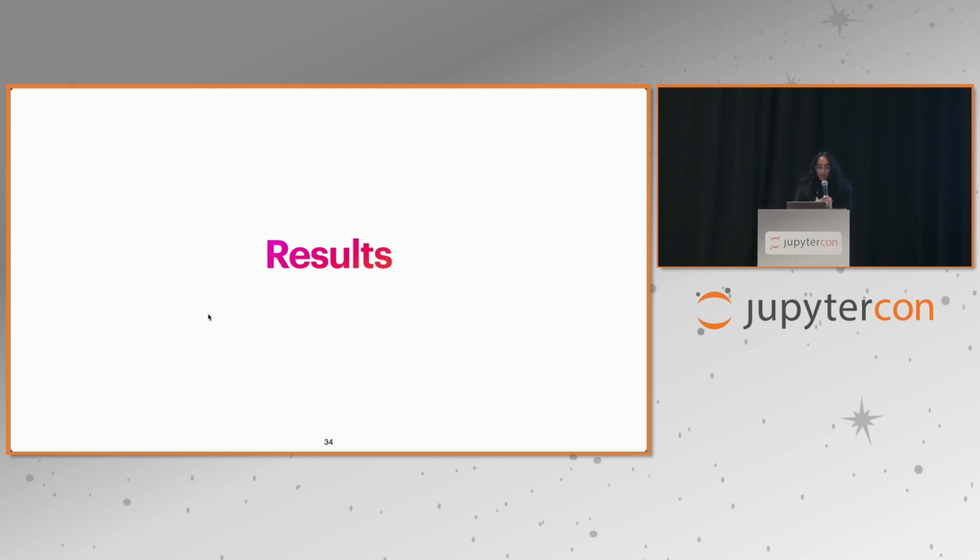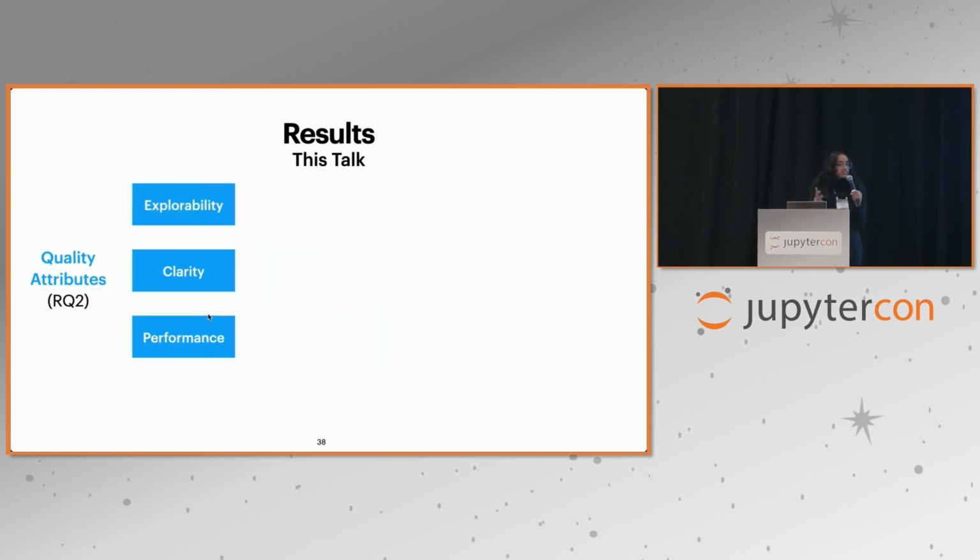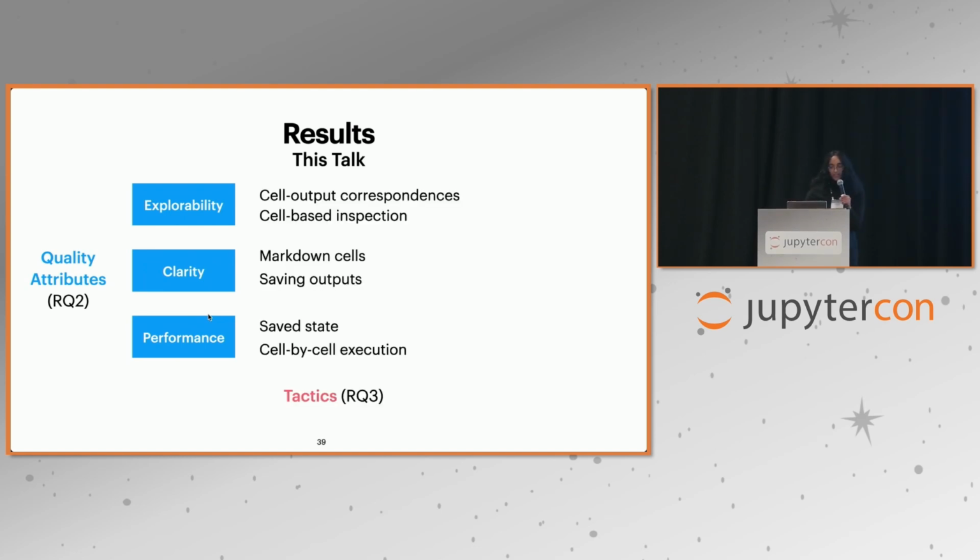So our results in total, we have 3 goals and 8 quality attributes. And we also identified 17 tactics that our participants used to promote these quality attributes. We also have some additional findings relating to the use of AI by scientists. But for this talk, I'm just going to focus on these 3 quality attributes: explorability, clarity, and performance. And I'll also highlight 2 tactics that are used to promote each of these quality attributes, and then end with some design opportunities we identified, as well as some ongoing work our lab has produced.